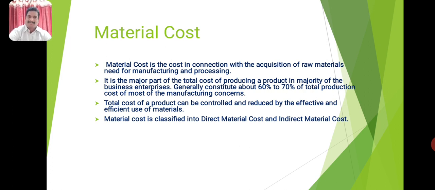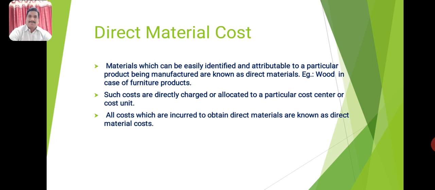Then material cost is classified, as I already said in the diagram, into two: direct material cost and indirect material cost. Let us see what a direct material cost is. Direct material cost is that material cost which can be easily identified and attributable to a particular product being manufactured. So if it is possible to identify a particular material cost with a particular product, then we can say that is a direct material cost.